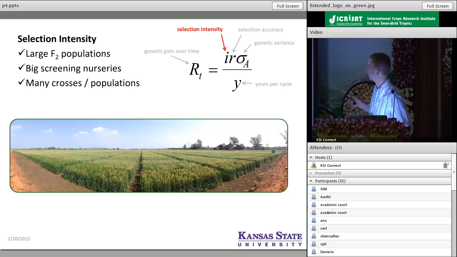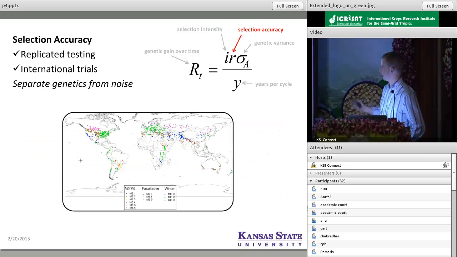If you look at plant breeding in the last half-century, there's been a really great increase in selection intensity. A lot of this was fueled by new technology, like split plot combines, generating really large F2 populations, big screening nurseries, many crosses, and many populations. Selection accuracy has also increased in a statistical framework, using replicated testing and multi-location testing to account for field and environment variation. With some statistical corrections, you can separate the genetics from the noise and make more accurate selections on your true underlying genotype.